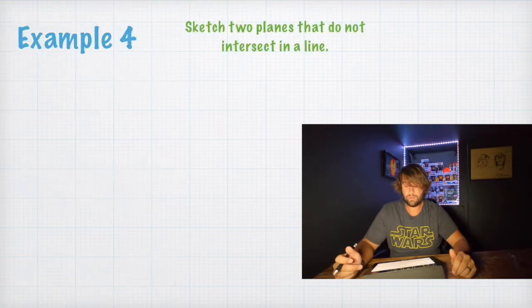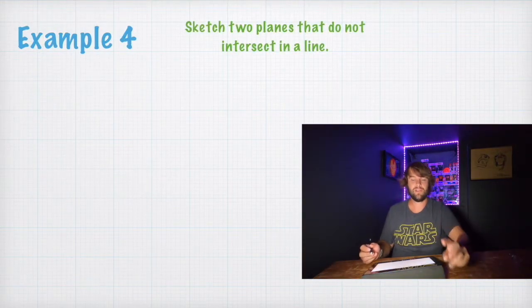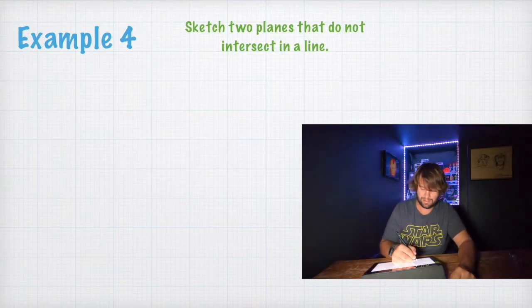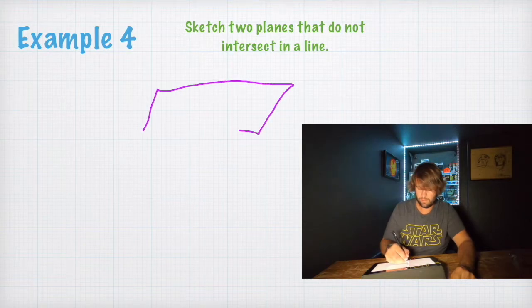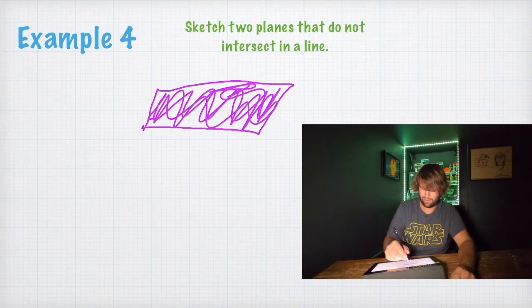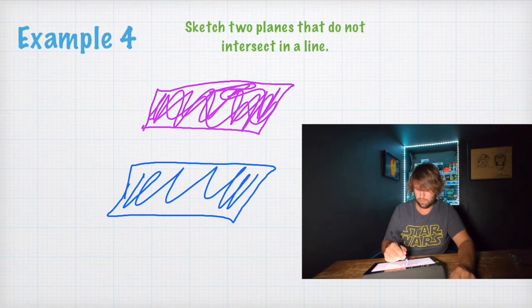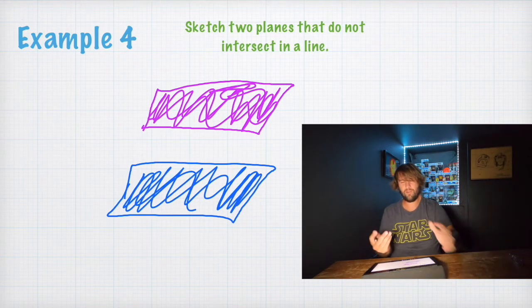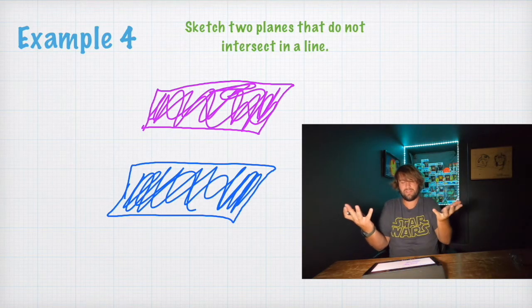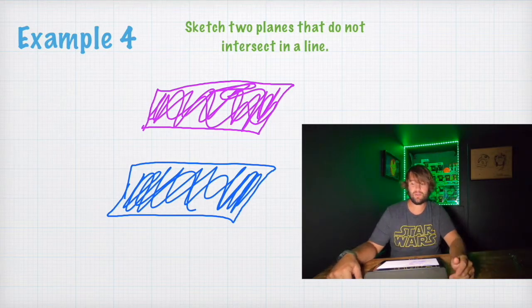Example 4, sketch two planes that do not intersect in a line. So for two planes never to intersect, they're going to have to be parallel planes. So all you have to do is draw two planes. I'm going to shade them for depth. Hopefully that helps. I don't know if it really does. But then those two planes, if you can imagine them floating above each other, that's two parallel planes and they should never intersect.